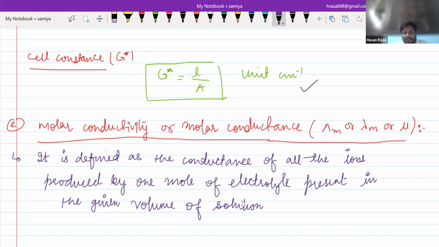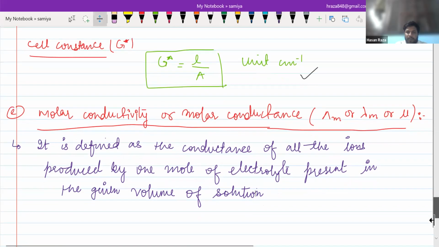So basically, there are two terms, molar conductivity and equivalent conductivity. Whenever we talk about molar conductivity, that means conductance due to 1 mole of electrolyte in the given volume of solution. Conductance due to only 1 mole of electrolyte present in the given volume of solution, that is called molar conductivity.